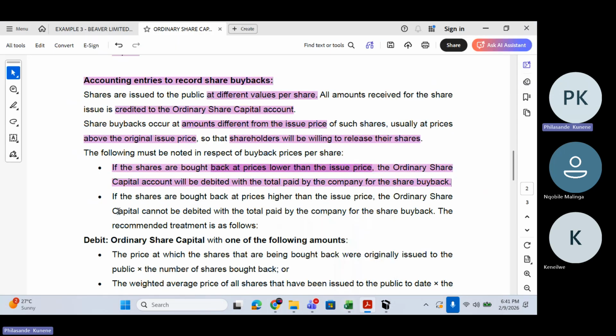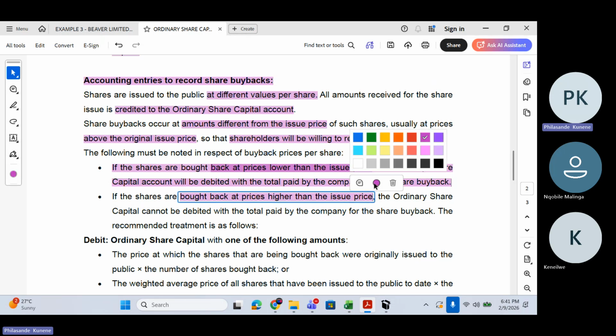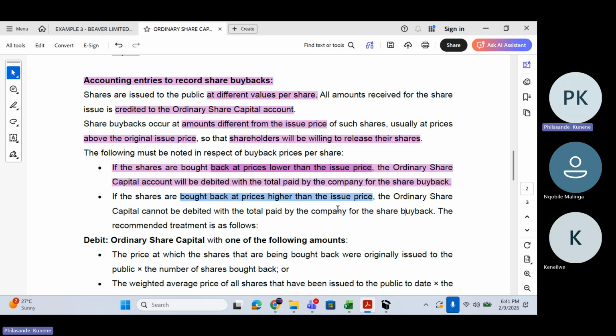But let's look at the second scenario. If shares are bought back at prices higher than the issue price, now this is the problem here. This is where we start talking about retained income. If the shares are bought back at prices higher than the issue price, the ordinary share capital cannot be debited with the total paid by the company for the share buyback. The recommended treatment is as follows.